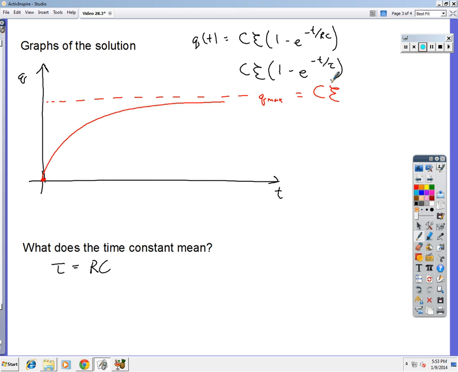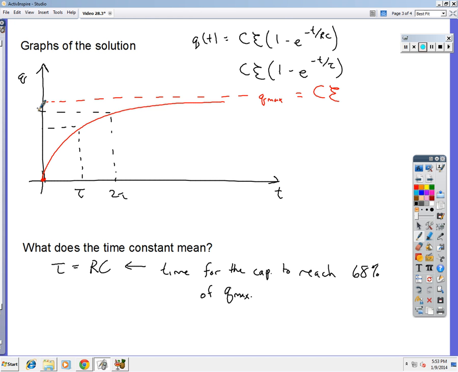I'm going to let you figure out why this is, but the time constant is the time for the capacitor to reach, I believe it's 68% of its maximum charge. So on the graph, if this is 68% Q max, the time constant would be right there. Twice the time constant, and I believe it reaches like 95% of its maximum charge. I think 3 time constants is enough for like 98%, something like that. You can calculate it out for yourself. There are a couple of problems in the back that have you do that.